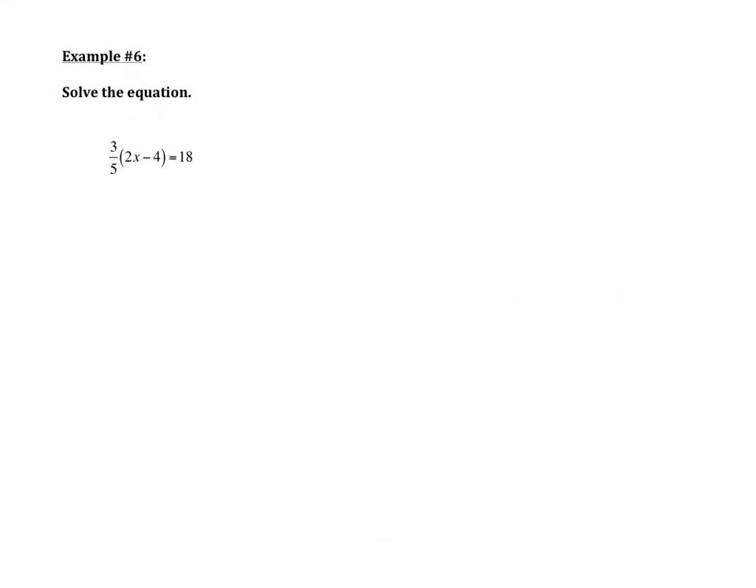This time I have 3/5 times 2x minus 4 equals 18. So just like last time, all we'll have to do is multiply by the denominator, which in this case is 5. Multiplying by the denominator allows us to cancel those numbers, leaving us with the numerator. So I'd have 3 times 2x minus 4. But keep in mind, if I multiplied the left side by 5, I always have to multiply the right side by 5. So 18 times 5 is 90.